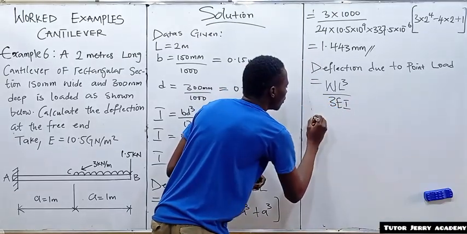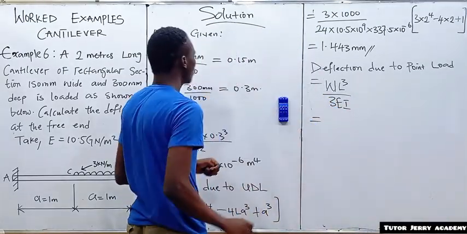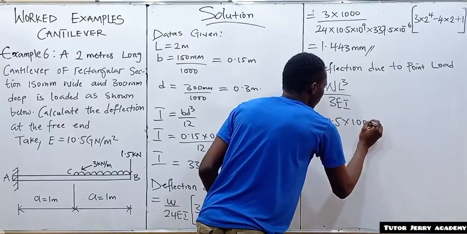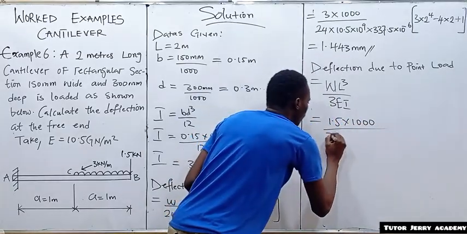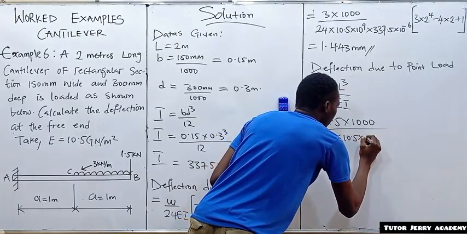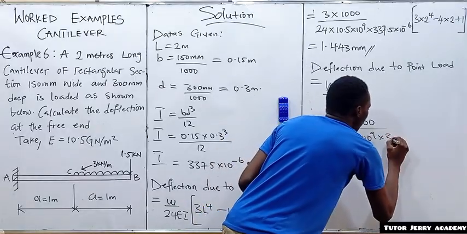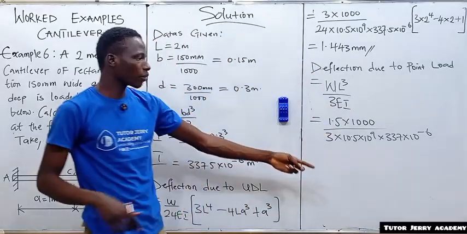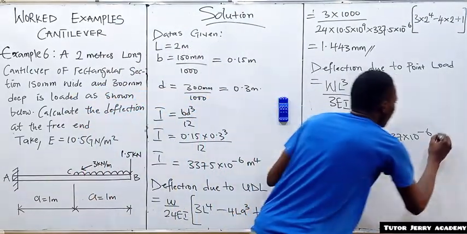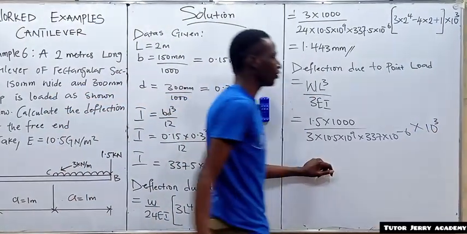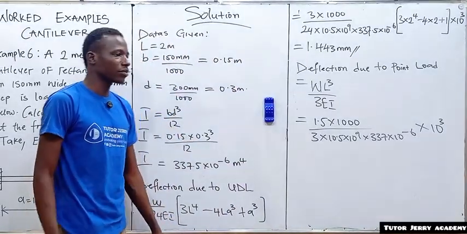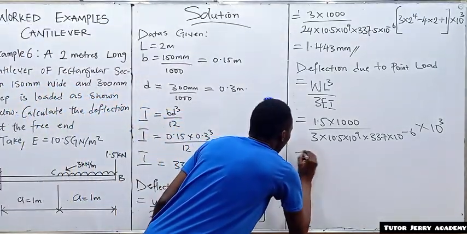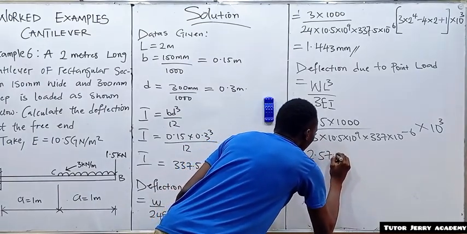So if we substitute, this will be equal to, W is nothing but 1.5, but it's in kilonewton, so we'll multiply by 1000 all over 3 multiplied by E. Our E is 10.5 times 10 to the power of 9. Our I is 337 times 10 to the power of minus 6. Now, of course, we are also going to be converting this to millimeter too. So we'll multiply by 10 to the power of 3. All right. So if you do this, you are going to get your deflection due to a point load to be 2.57 millimeter. So this is equal to 2.57 millimeter.